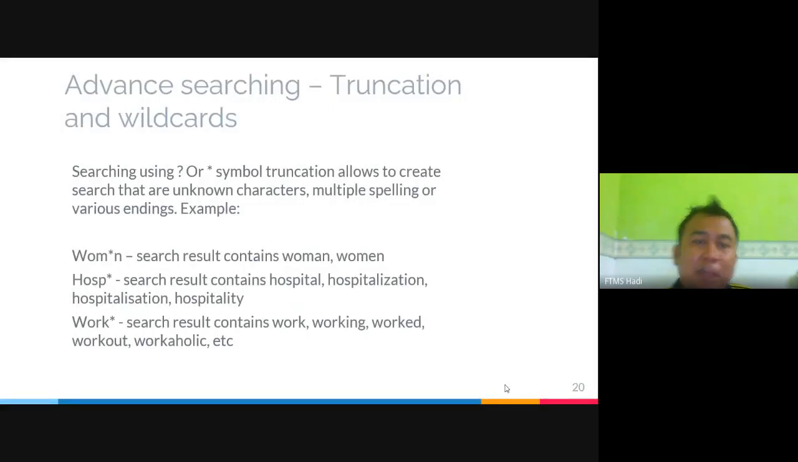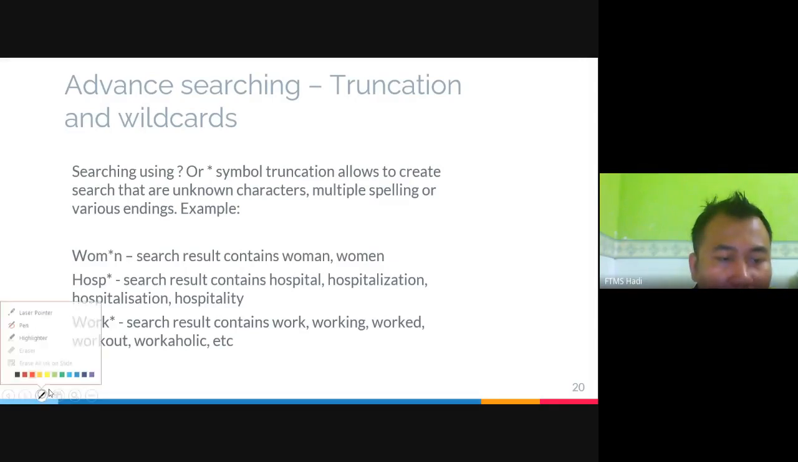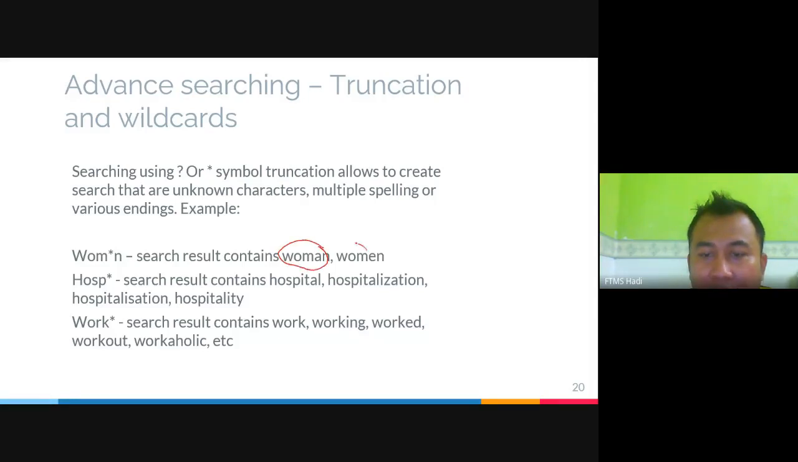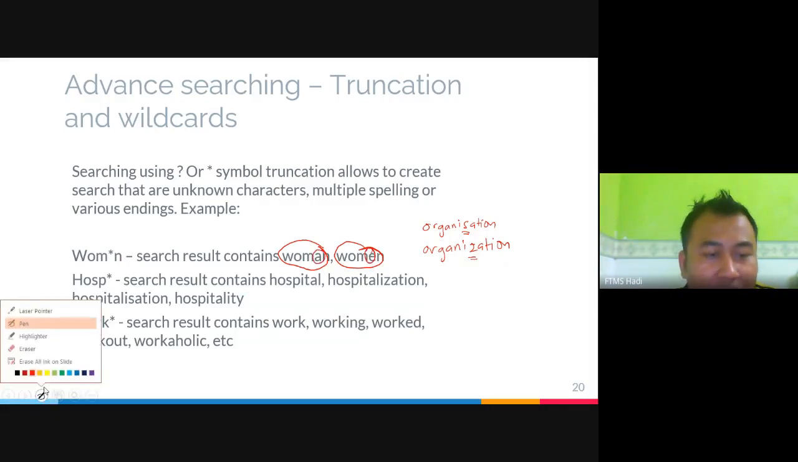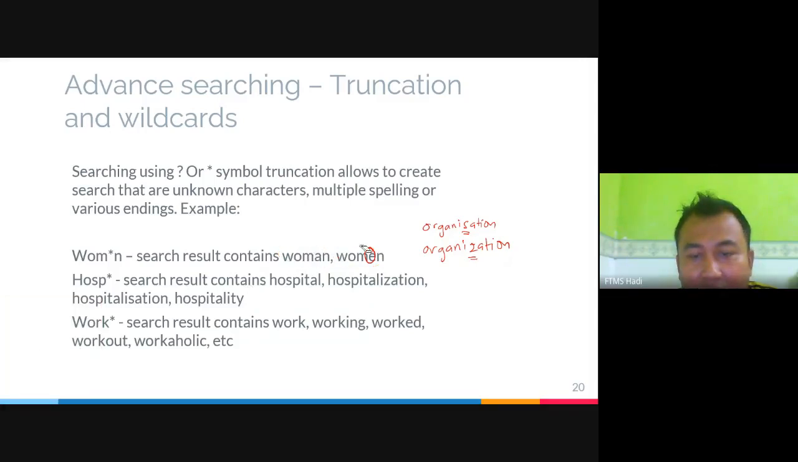Okay, truncation and wildcards. This is quite an interesting one because of different spellings. For example, woman and women, organization and organisation. The difference is the spelling, A and E. So how do we solve this?